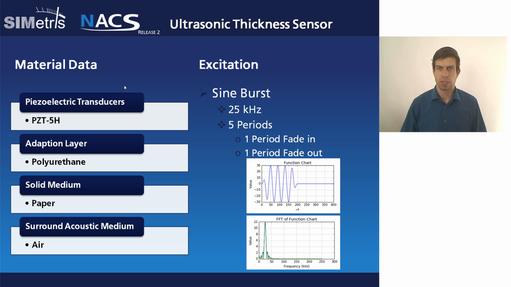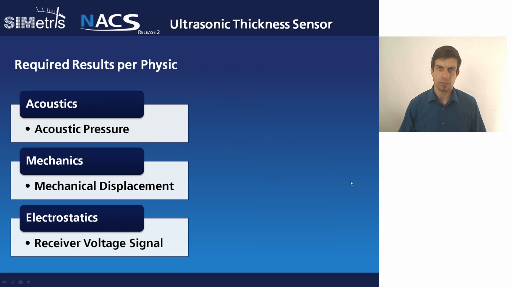We want to carry out a transient simulation. Therefore, we can use a sine burst. Excitation frequency will be 25 kilohertz. We will use 5 periods. We'll use the first and the last period for fade in and fade out purposes. The resulting signal is depicted right here in the time domain and the frequency domain representation.